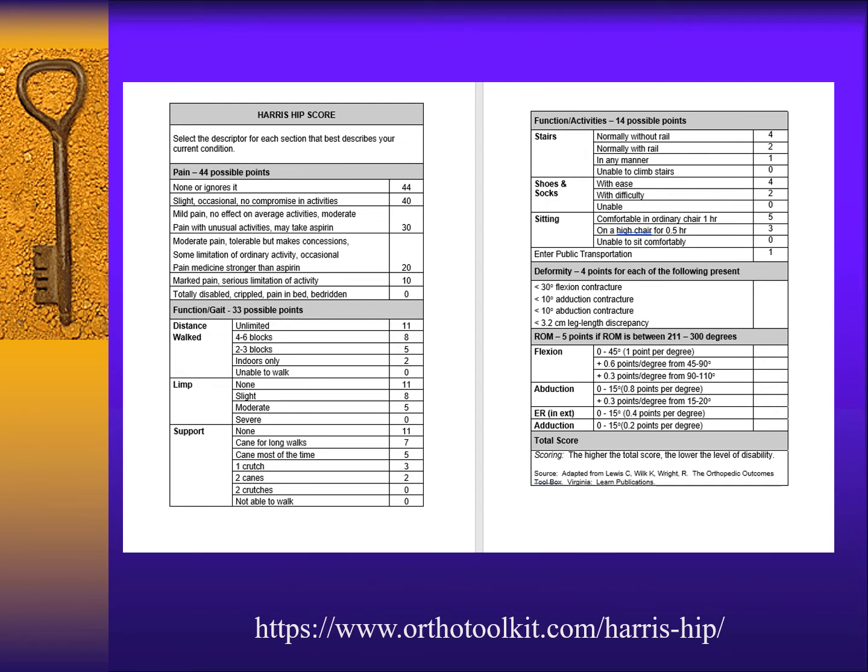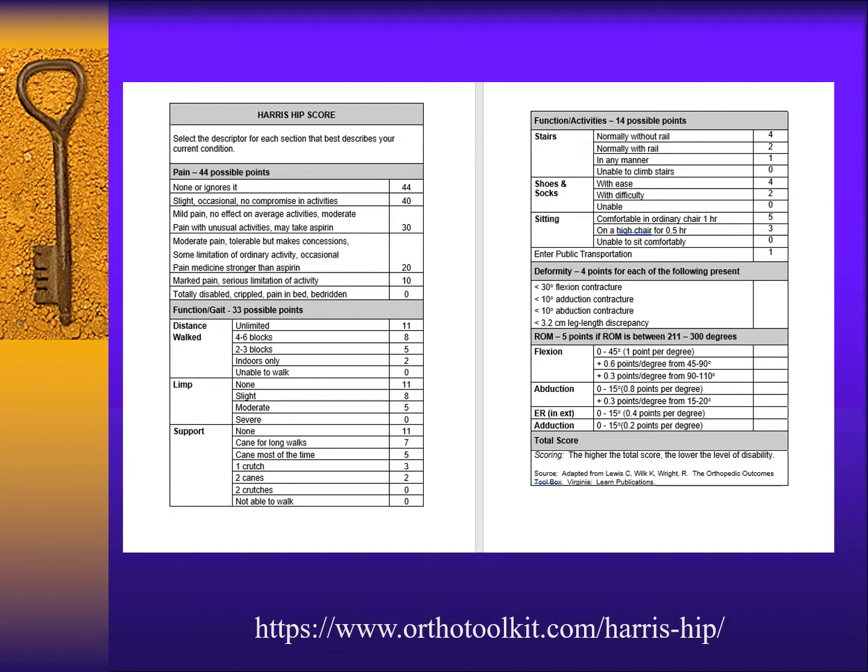And so here's the Harris Hip Score. You also have this on the Blackboard site as well. This would be the paper and pencil version of it. And you can see those 4 domains: pain, function with respect to gait, function with respect to activities, and then deformity and range of motion. Each of these has a score associated with it. Again, it tallies out to be 100 points.